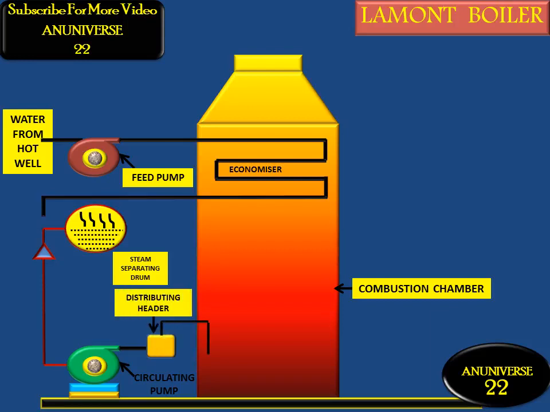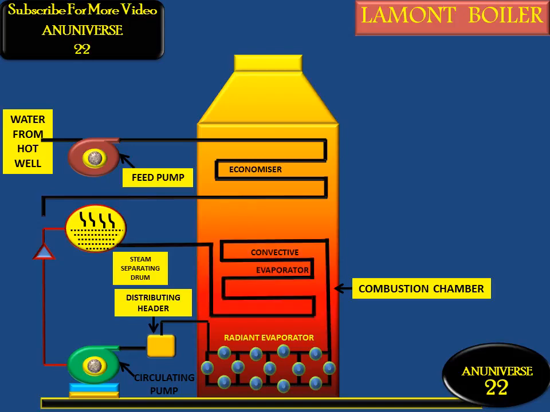And this is the distributing header. With the help of the distributing header, water is supplied to the evaporator tubes or water tubes, and these evaporator tubes are connected with the steam separating drum. And this is the superheater that is generally used to convert the saturated steam into superheated steam. Otherwise, saturated steam can cause corrosion, so that's why it is converted into superheated steam.